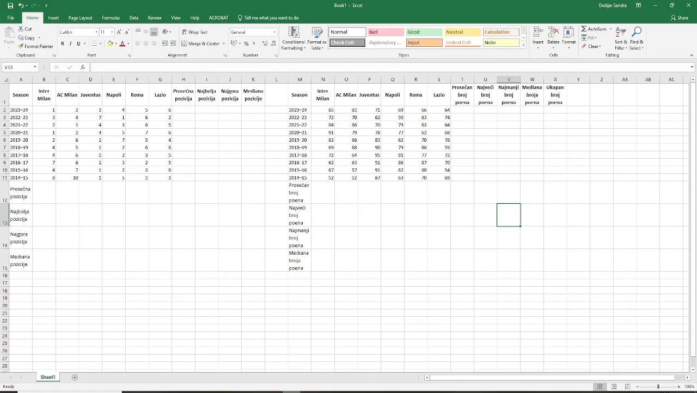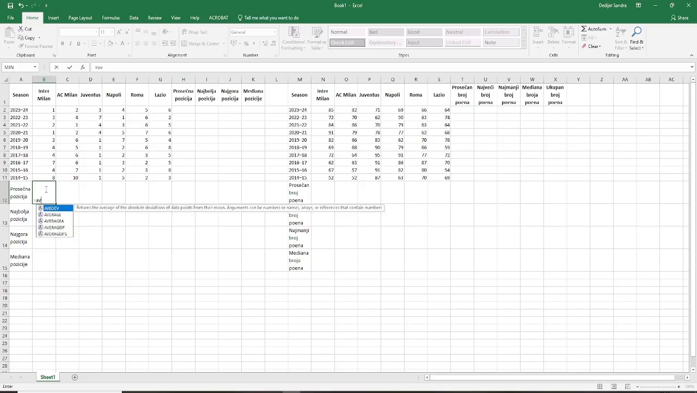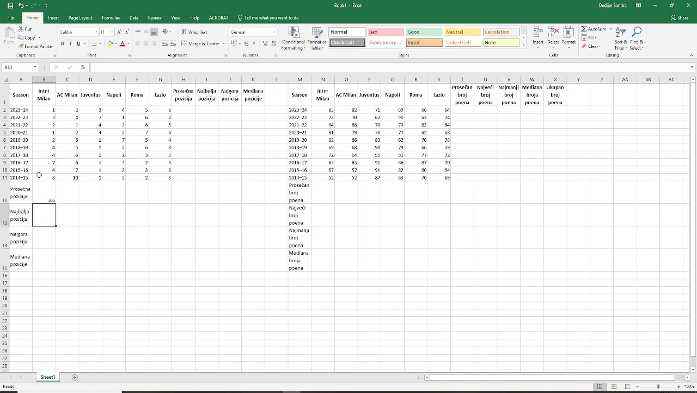The second Microsoft Excel lesson deals with the analysis of obtained results. Based on the provided data, we will first calculate the average position for each football team. We type the formula average, so equals average from B2 to B11 to get Inter's average position.